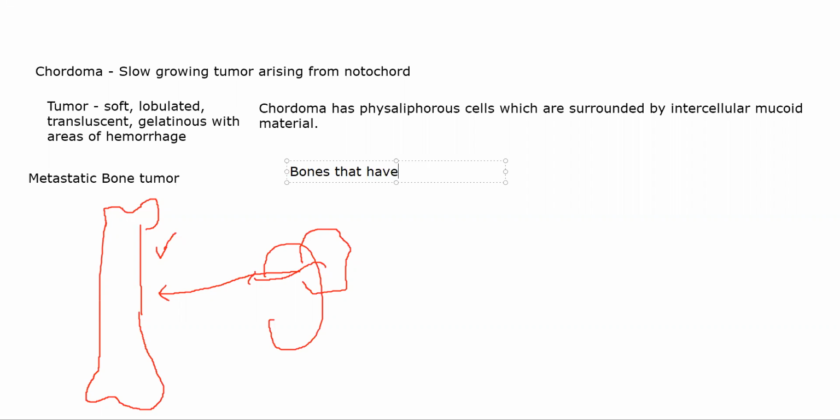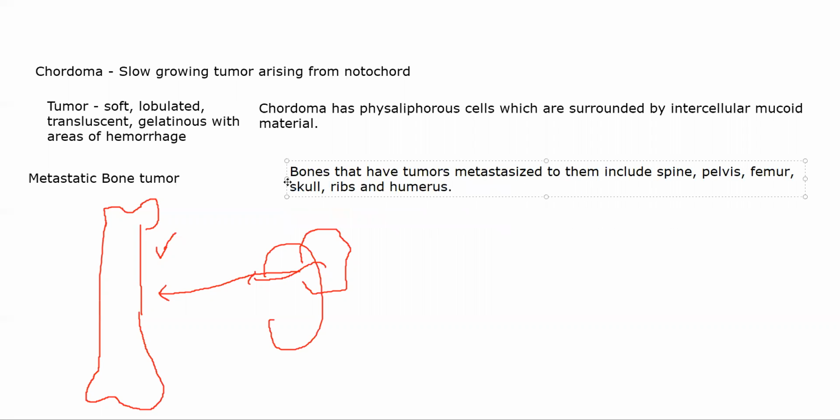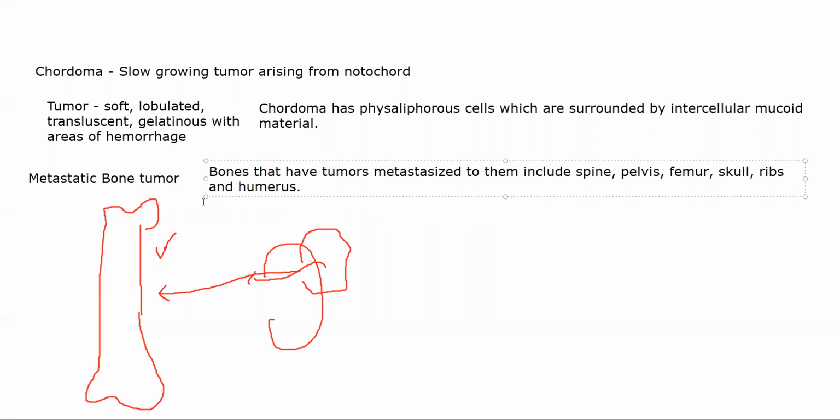Bones that have tumors metastasized to them include spine, pelvis, femur, skull, ribs, and humerus. Okay. All of these bones generally tend to get affected by metastatic bone tumors more commonly than others. Okay. So with that, we have completed your second chapter of pathology.